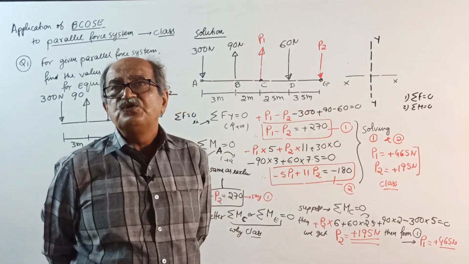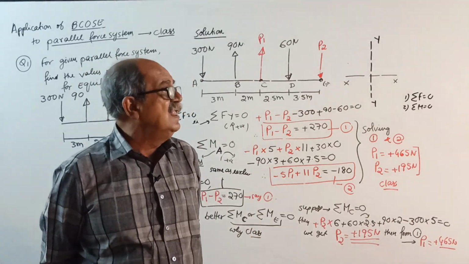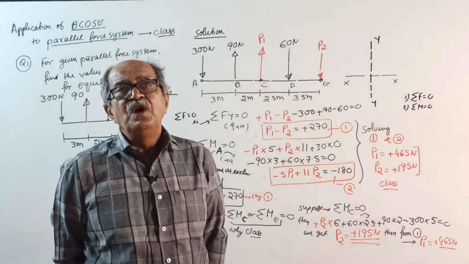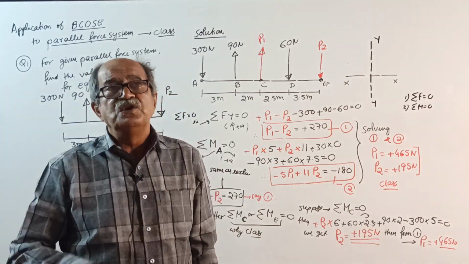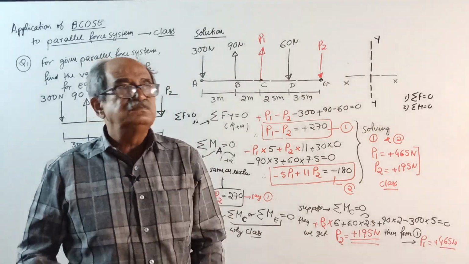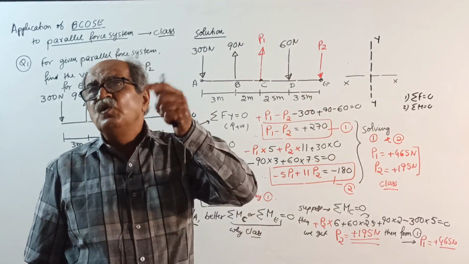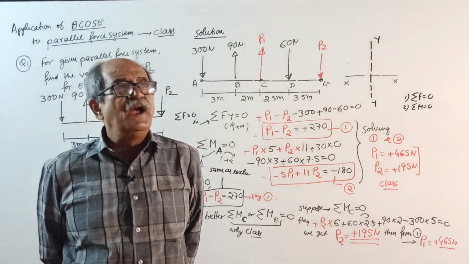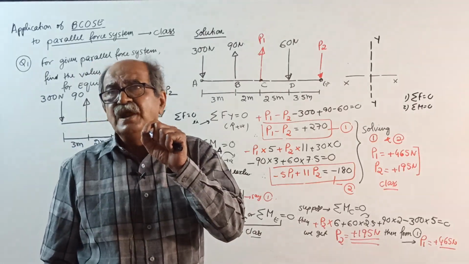Later, when you go to support reactions, he will tell more about this one. He will insist: when you apply sigma m equal to 0, always consider moment about a point where there are more unknowns, or at least where there is an unknown. Take moment about a point where unknowns are there, so that the moment of the unknown force at that point becomes 0. So every unknown force there will have that moment become 0.